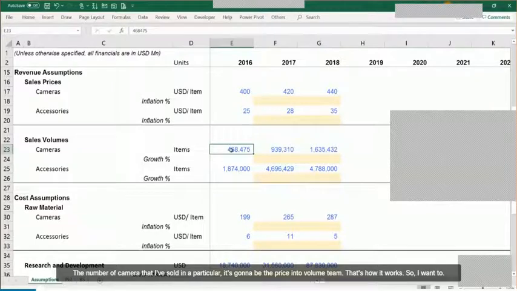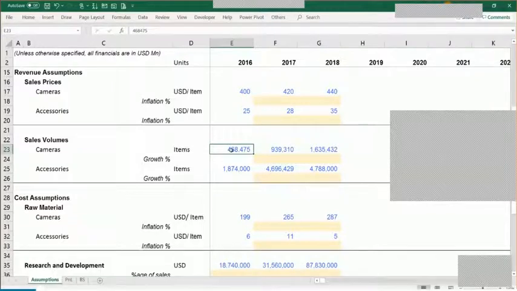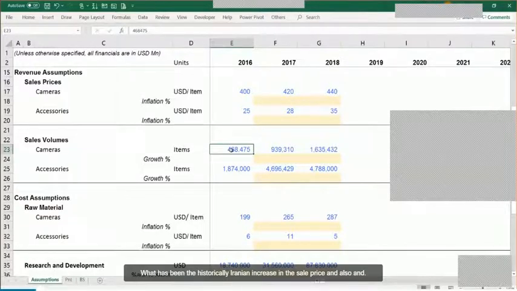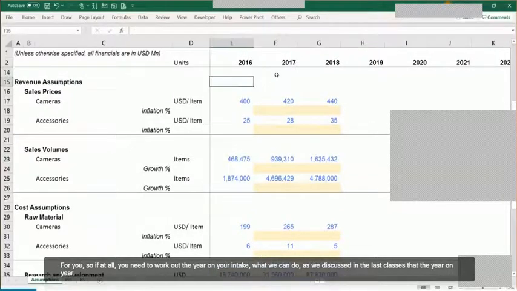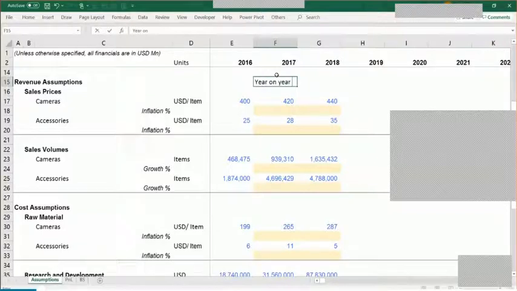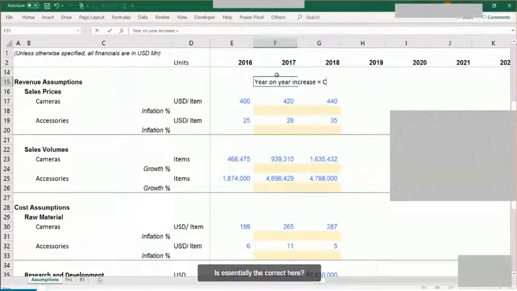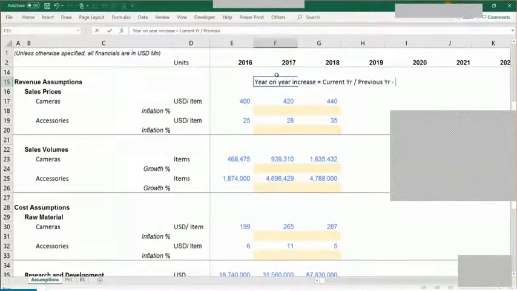That's how it works. So I want to see what has been the historical year-on-year increase in the sale price and also in the volume. If you need to work out the year-on-year increase, as we discussed in the last class as well, the year-on-year increase is essentially the current year divided by previous year minus 1.